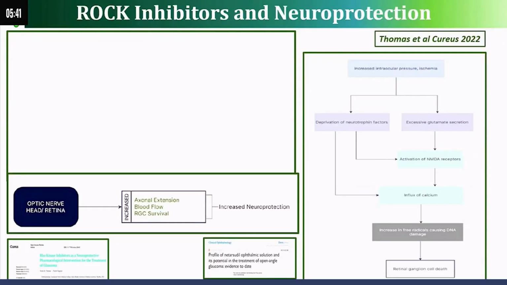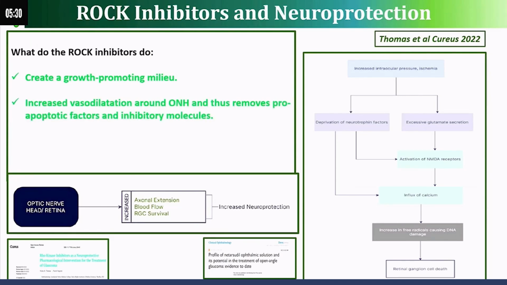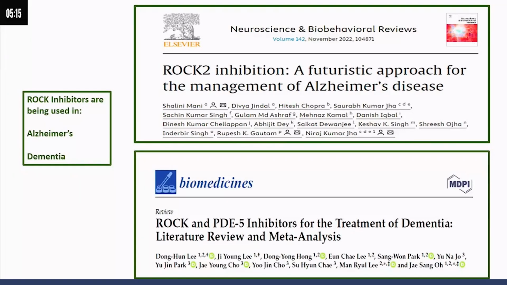Now let's come to neuroprotection. Now, how do ROCK inhibitors affect neuroprotection? So what do they do? A, they create a growth-promoting milieu. B, they increase vasodilatation around the optic nerve head, and thus they remove the pro-apoptotic factors and inhibitory molecules, as a result of which there is neurite outgrowth and there is axonal regeneration. Now, what is very interesting is that it is effective not only in ocular tissues, but ROCK inhibitors have been extensively studied in Alzheimer's and dementia, and they have been proven to be useful.